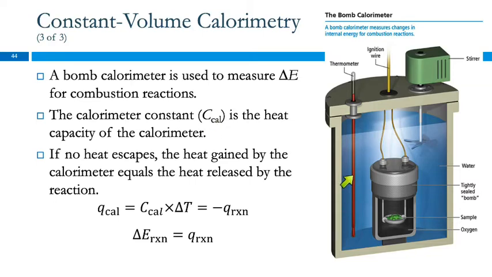So we're going to measure the change in temperature for the calorimeter, multiply it by this constant, and that's going to be equal to the heat given off by the reaction. So the change in energy for the reaction is equal to Q for the reaction. So Qcal is equal to negative change in internal energy for the reaction. It's a lot. Any questions?